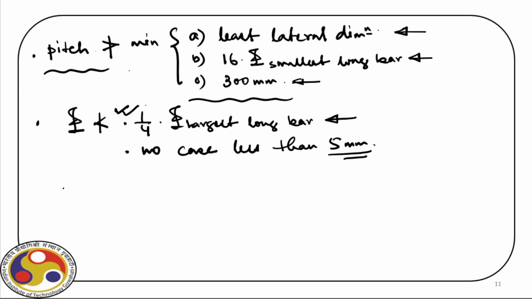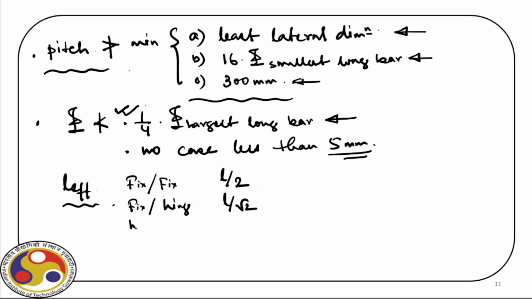Okay, so now the last thing before we take an example for the design is the L effective. As I told you, it depends on the different boundary conditions. So if we have fix, it is L by 2. If it is fix hinge, then it is L by root 2. If it is hinge, it is L.